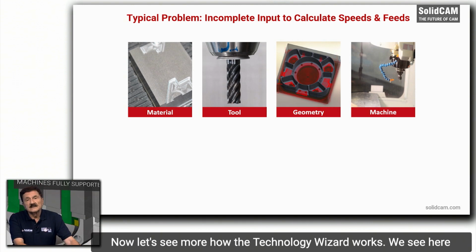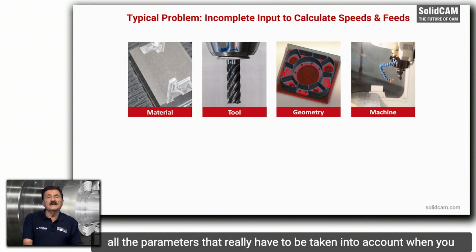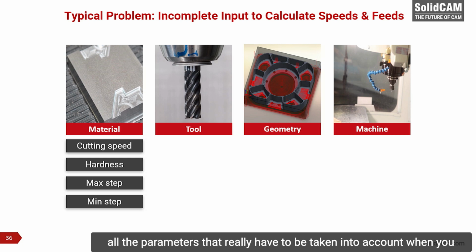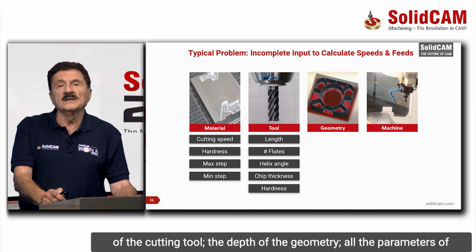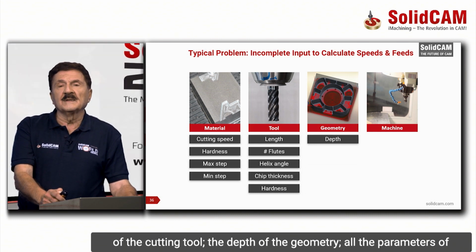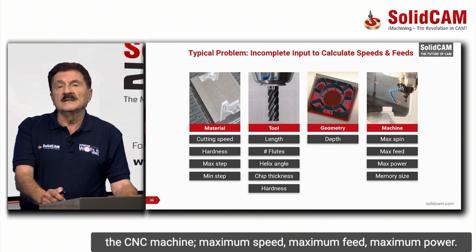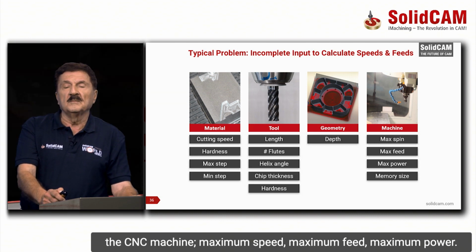Now, let's see more how the technology wizard works. We see here all the parameters that really have to be taken into account when you want to input the feeds and speeds. First, all the material properties of the material you are cutting have to be taken into account: the cutting speed, the hardness, maximum step, minimum step. All the parameters of the cutting tool, the depth of the geometry, all the parameters of the CNC machine: maximum speed, maximum feed, maximum power.